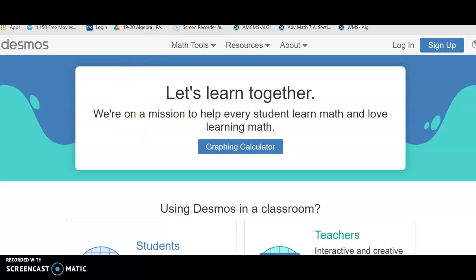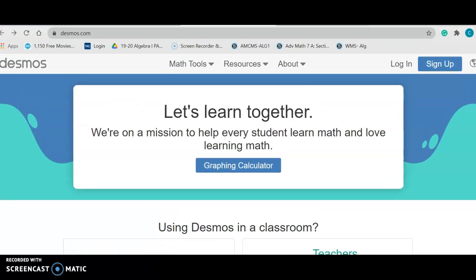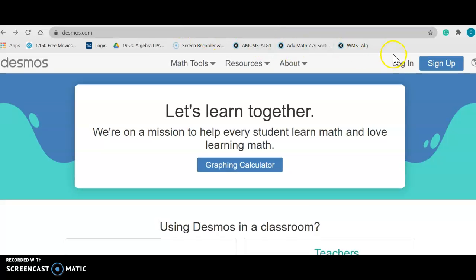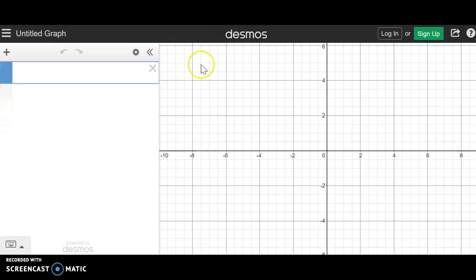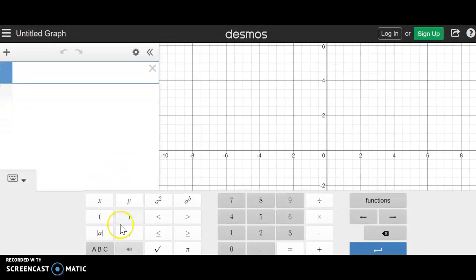On Friday's assignment, you are going to come to Desmos.com. You're going to click on this graphing calculator. It brings up a calculator. When you are at the calculator, you're going to click on here.